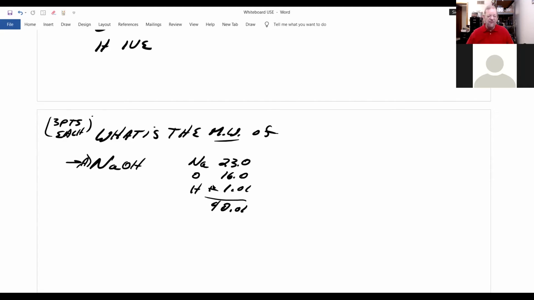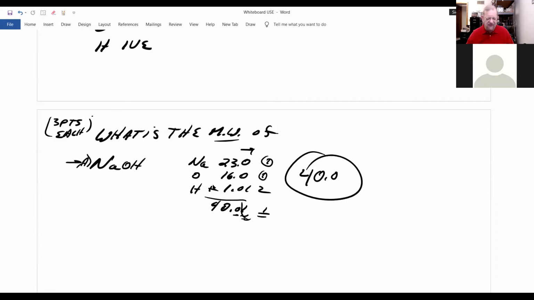40.01. Now, remember, when you're adding, you get the same number of significant figures to the right of the decimal as the number that has the fewest. This has 1, 1, 2. Therefore, this should have 1. Keep the 0, use this to round off. It's 4 or less. So the correct answer for the molecular weight of sodium hydroxide is 40.0. And that's how you do that.